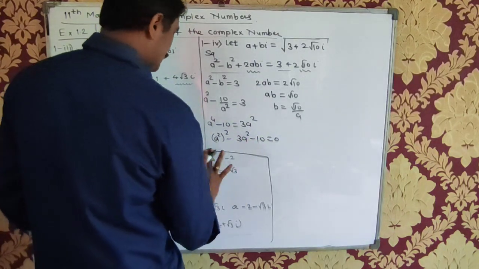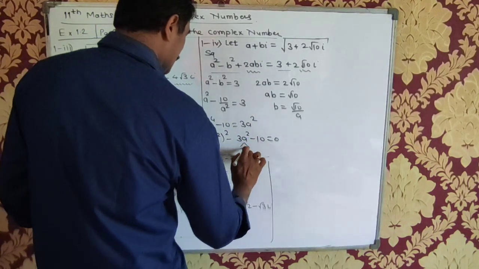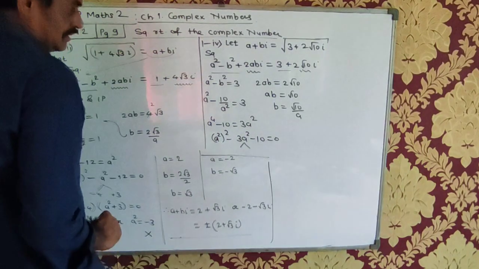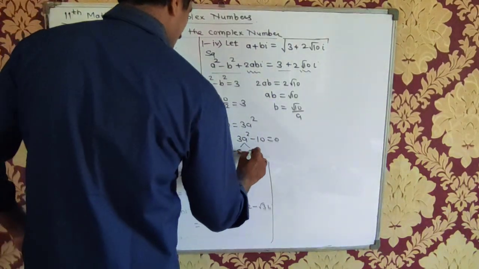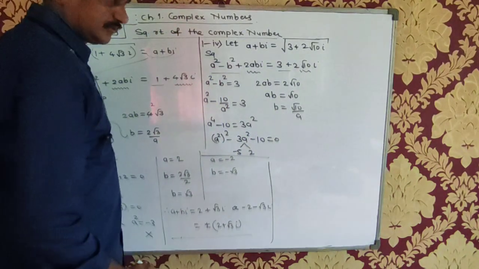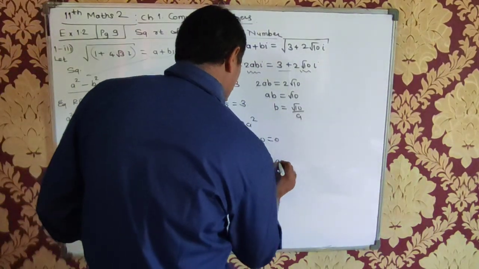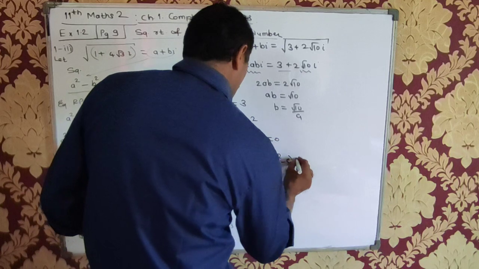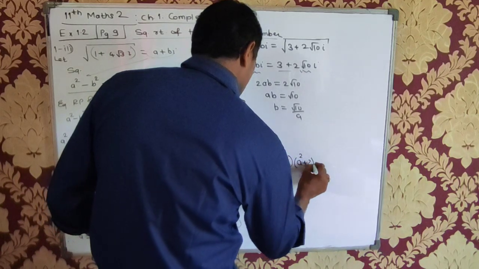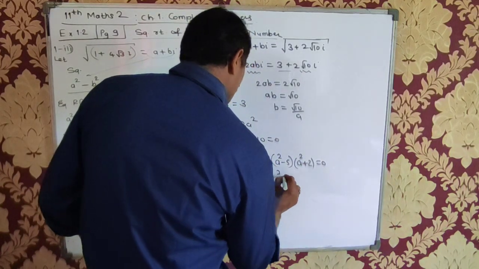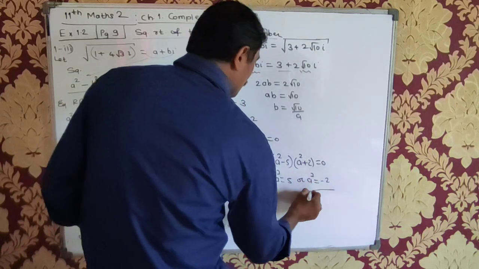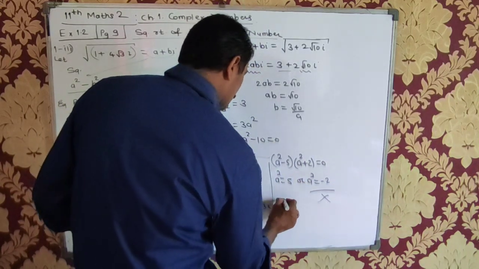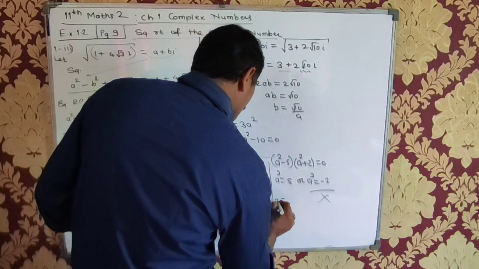9 ones are 9. 5 twos are 10. So this will give me a square minus 5 into a square plus 2 is equal to 0. So a square is equal to 5 or a square is equal to minus 2. Rejected. So a is equal to plus or minus root 5.